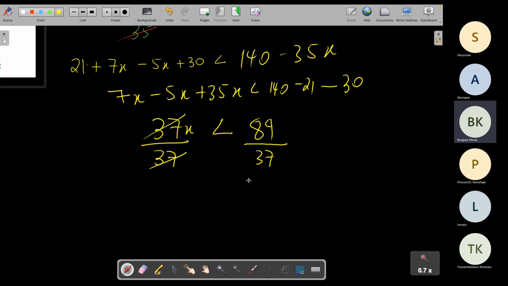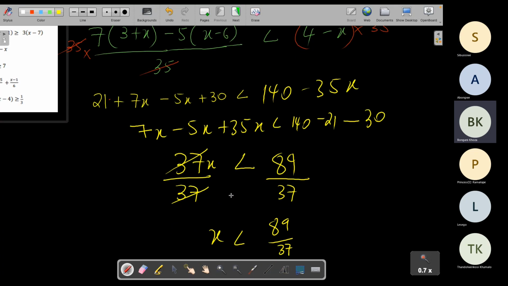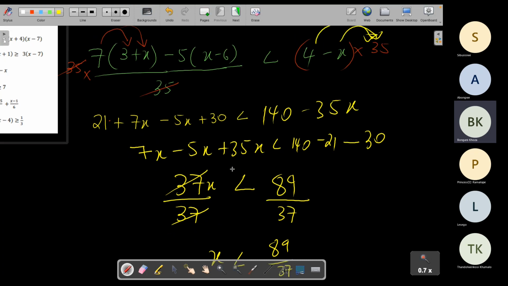So what are we left with? Is this fraction simplifiable, or is it still giving us 89 over 37? Yes, sir. It is 89 over 37. All right. So let's try and check if our answer is correct.